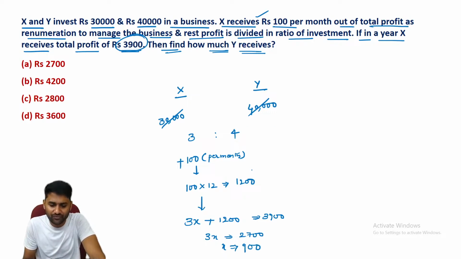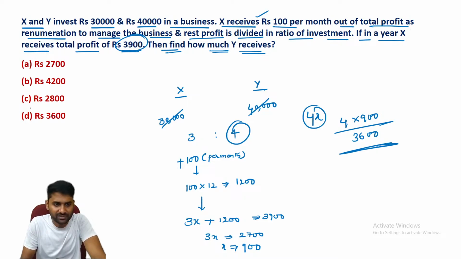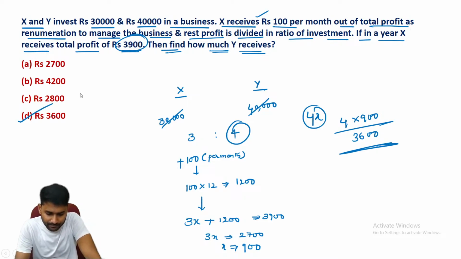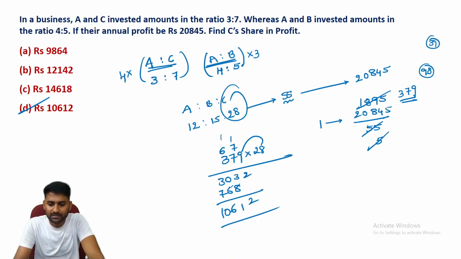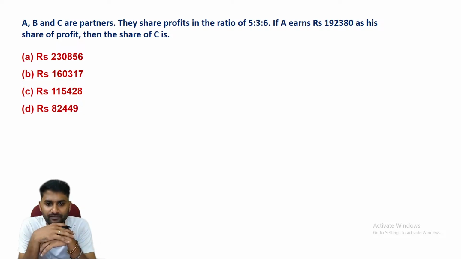The question, how much Y receives? And Y receives 4x amount. If 4 is multiplied with the 900, it is exactly equal to 3,600. Try to find this question.